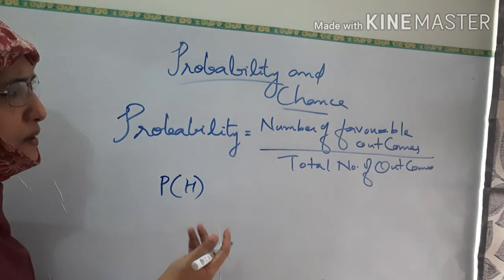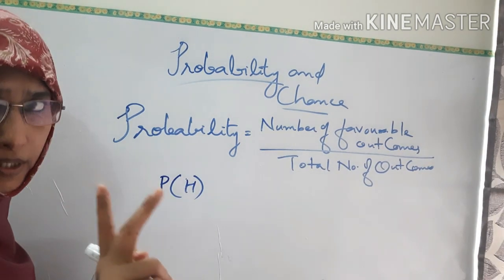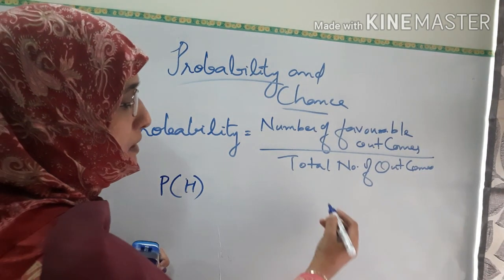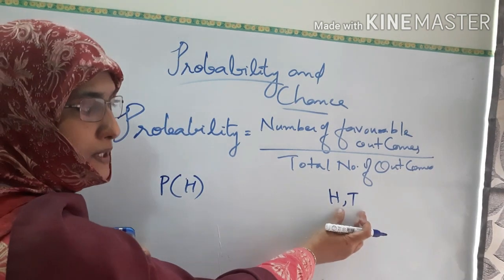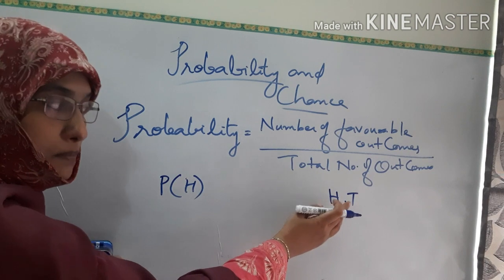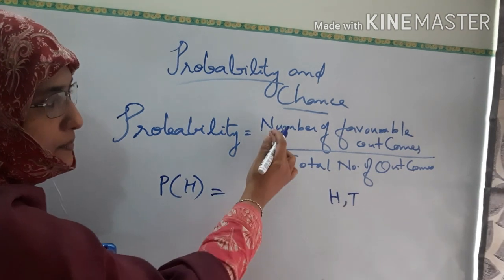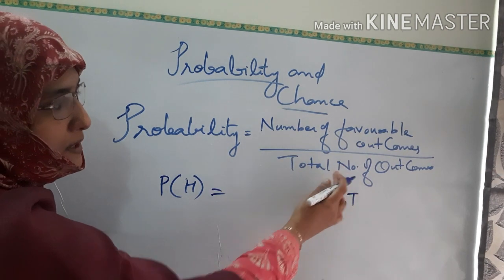See here, when you toss a coin, only 2 outcomes are there. What are they? The outcomes are head and tail. Only 2 outcomes are there. So to find the probability of getting a head, you can use this formula: number of favorable outcomes by total number of outcomes.